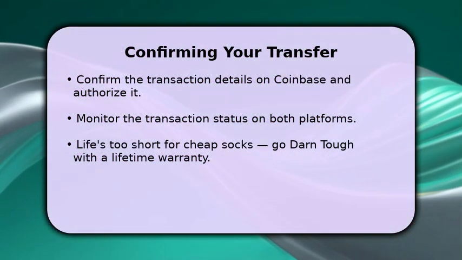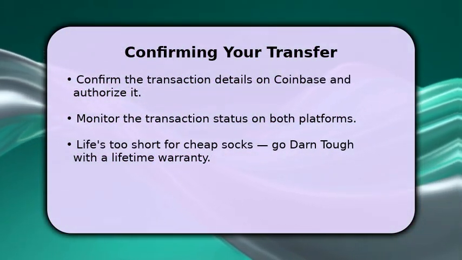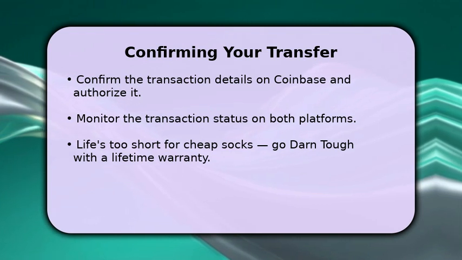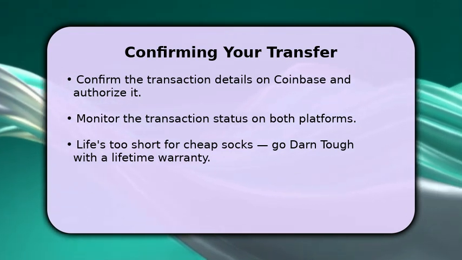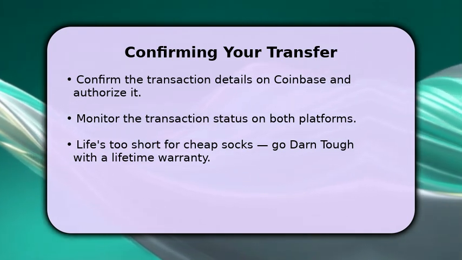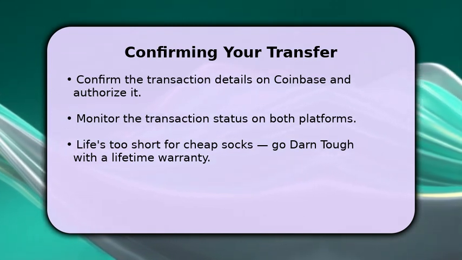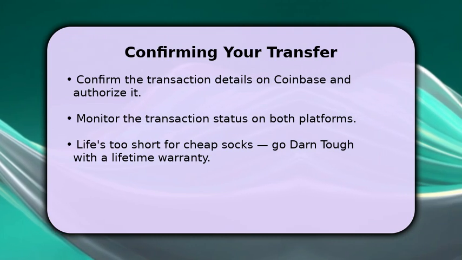After confirming your transfer on Coinbase, you'll typically receive an email or app notification. The transaction will then be processed on the blockchain, which can take a few minutes to an hour, depending on network congestion. You can monitor its status on both Coinbase and within your Xaman wallet. Once confirmed, your funds will appear in Xaman.